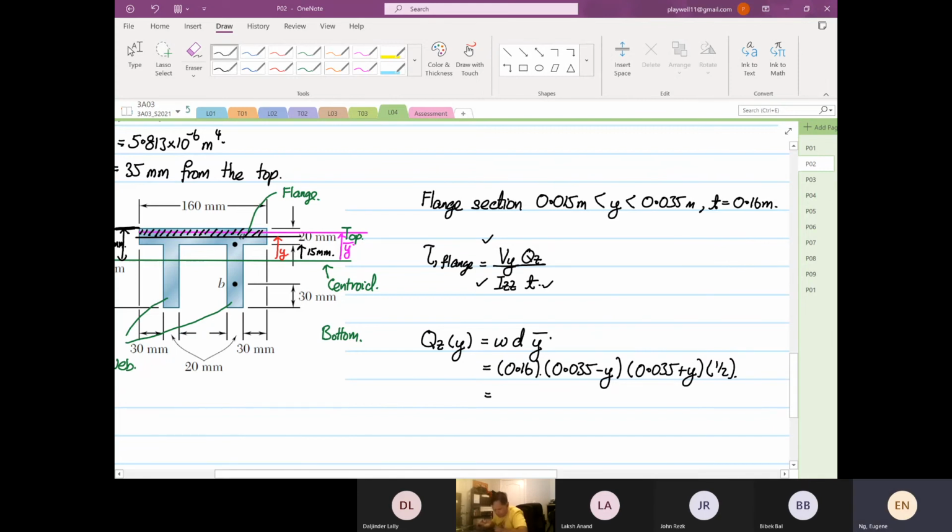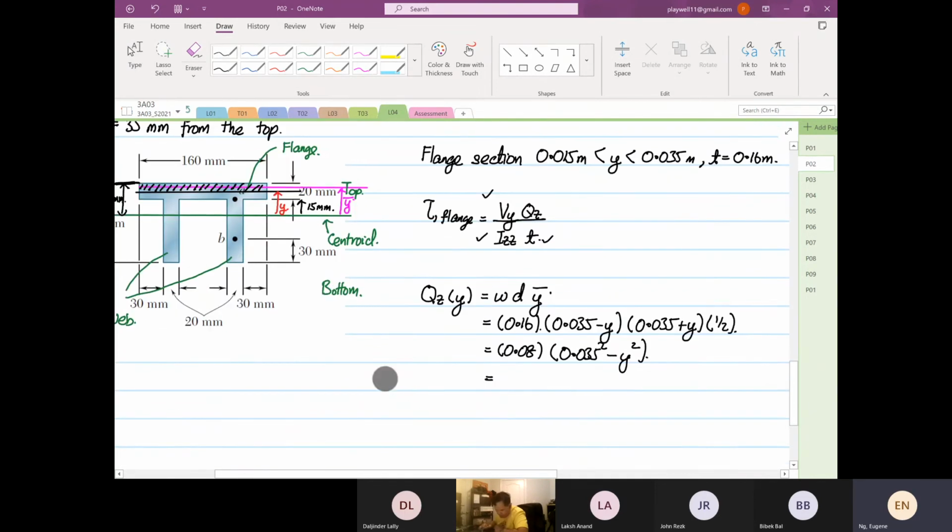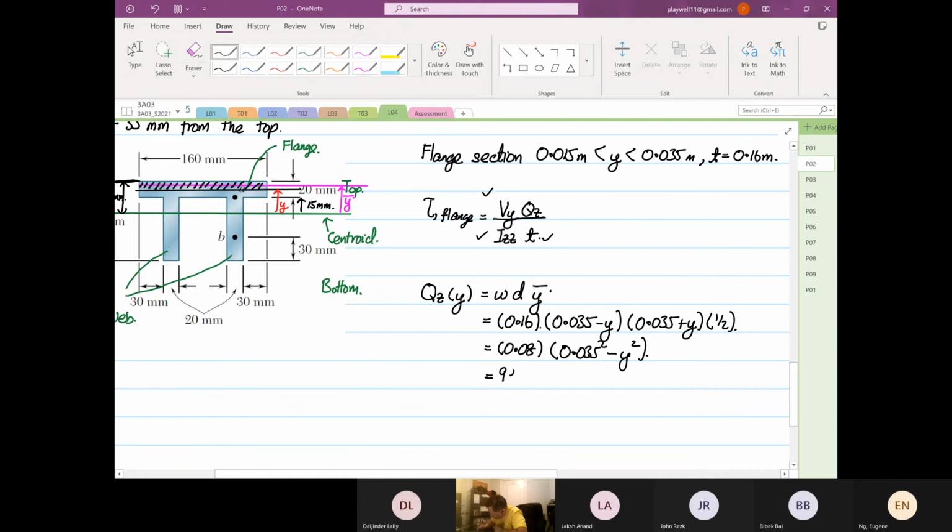this will be equal to 0.08 multiplied by 0.035 squared minus y squared. So at the end of the day, your y bar will be 98 times 10 to the power minus 6 minus 0.08 y squared. So this will be our equation 1.